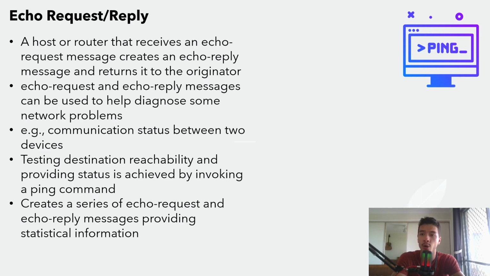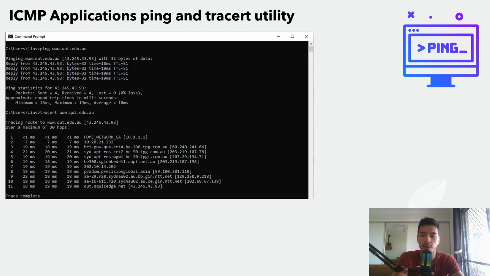Echo request and reply: a host or router that receives an echo request message creates an echo reply message and returns it to the originator. So echo request and echo reply messages can be used to help diagnose some network problems, for example communication status between two devices. Testing destination reachability and providing status is achieved by invoking a ping command, which creates a series of echo request and echo reply messages providing statistical information. ICMP applications are ping and the traceroute utility. These are utilities you can use to test if a network's working, and ping two devices to see if they're communicating, and so on.